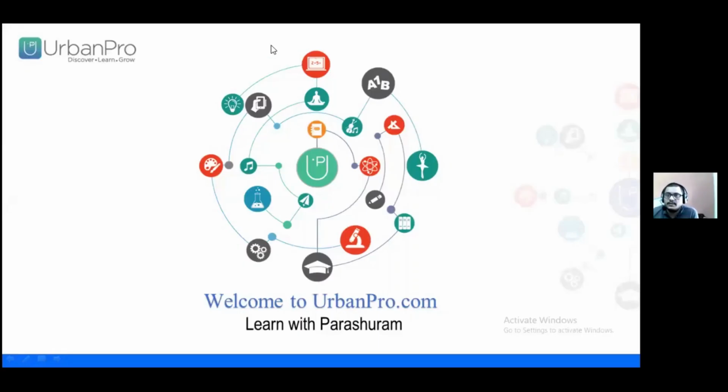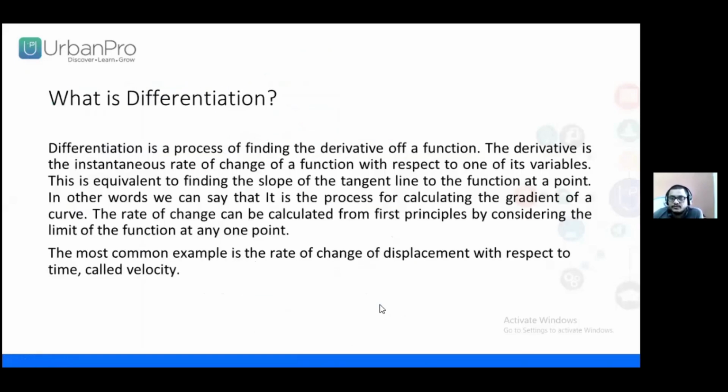Hello friends, today we are going to discuss a topic of class 11 mathematics, and that is a very important topic, and the name of the topic is differentiation using the first principle. So we will study the differentiation using the first principle. So here we can find the definition.